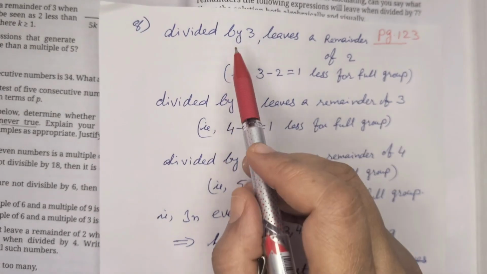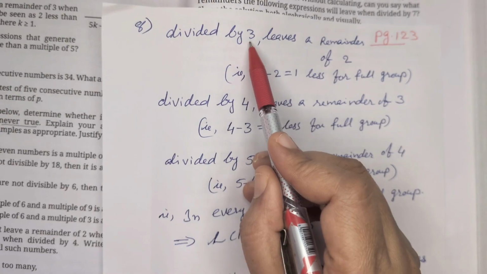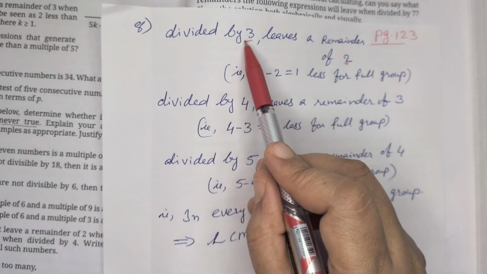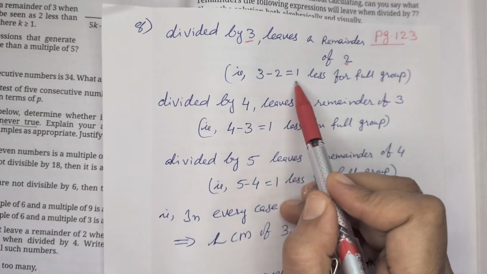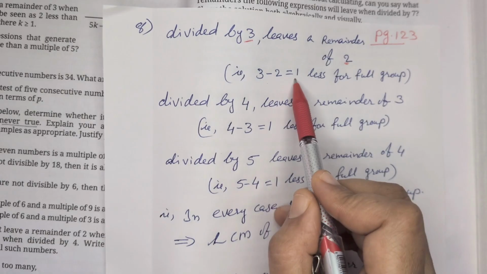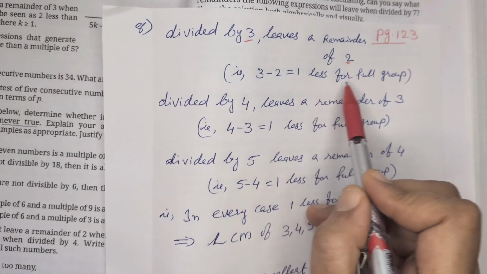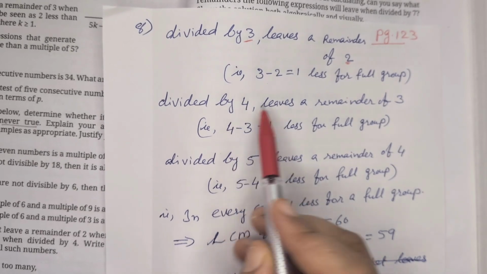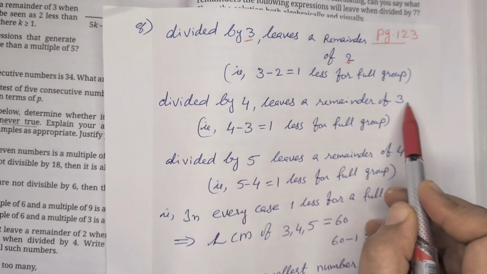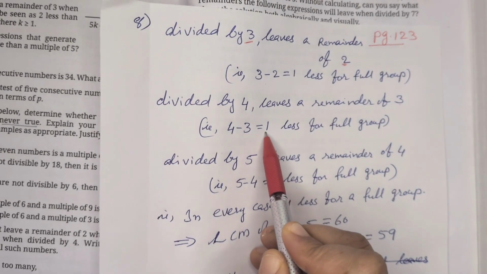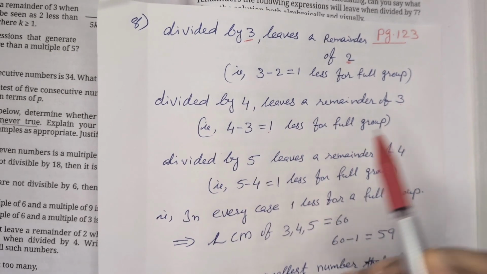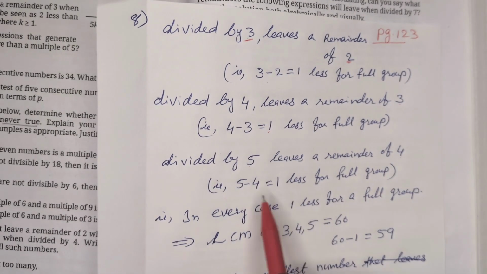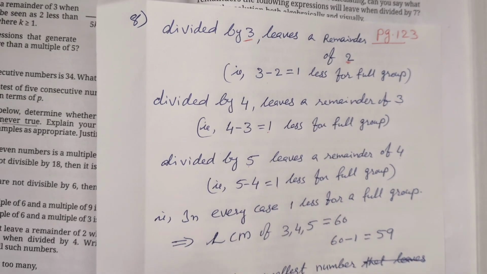So the question we can write this way. When we are dividing a number by 3, it leaves the remainder 2. So dividend minus remainder, that is 3 minus 2 is equal to 1, which means 1 less than the full group. Second case, when we are dividing by 4, remainder is 3. So 4 minus 3, there also 1, which means 1 less than the full group. Third case, dividing by 5, remainder is 4. 5 minus 4, there also 1 less than the full group.